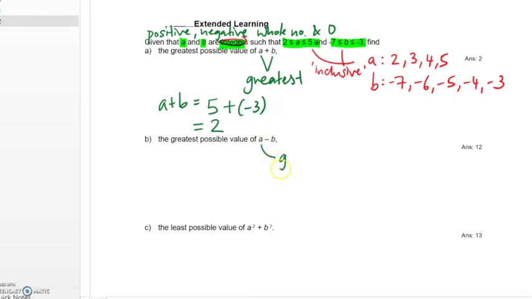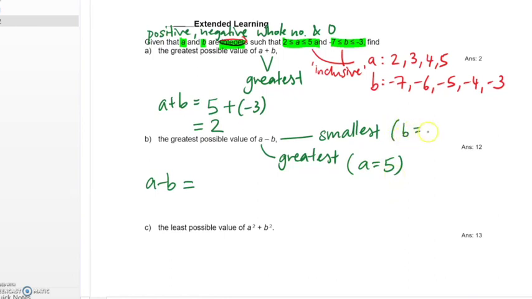Now, if I want in part B the greatest possible value of A minus B, then I need A to be the greatest and B to be the smallest. So I pick A equals 5 because that's the greatest, as in the previous question, and B to be -7 because this is now the smallest. So if I have 5 minus -7, negative times negative is positive, 5 plus 7, that is 12.